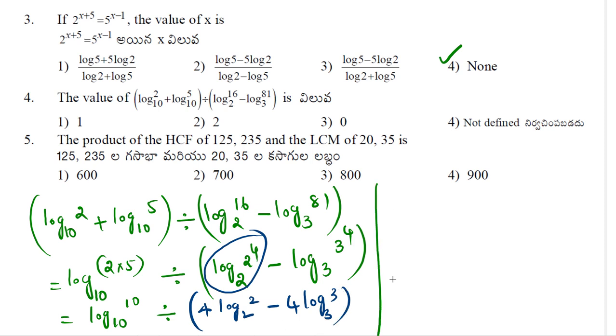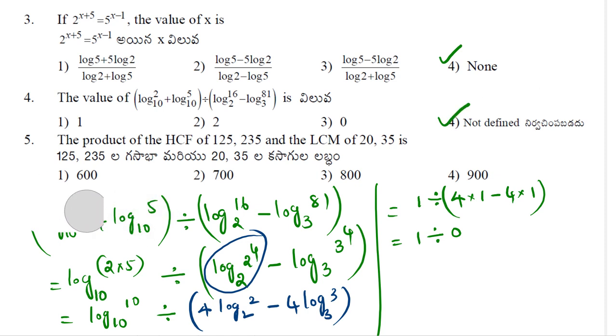Now this is equal to log 10 base 10 is 1 divided by 4 times log 2 base 2 is 1 minus 4 times log 3 base 3 is again 1. So this is equal to 1 divided by 4 times 1 minus 4 times 1, that is 0. So 1 divided by 0 means it is undefined value. So the option is fourth option, not defined.